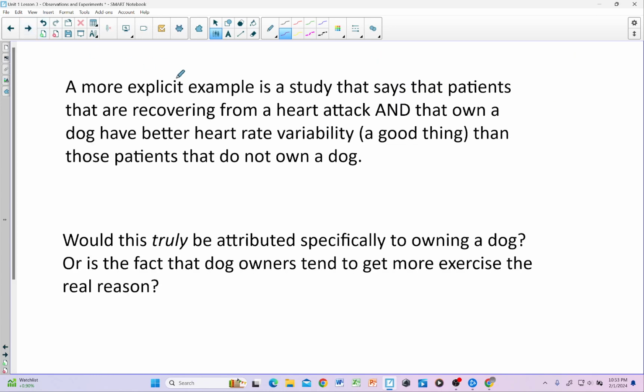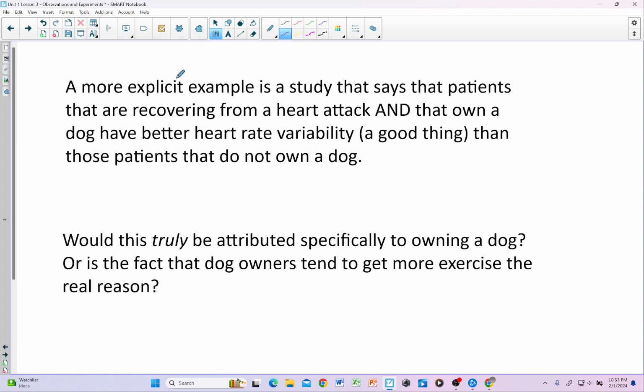Here's another good one. Patients that are recovering from a heart attack and own a dog have better heart rate variability than patients who do not own a dog. Okay? So they looked at a study of heart attack victims and traced their recovery. They were finding that people who owned a dog had better recovery and recovered faster than those that did not. So just the fact that the dog exists makes people's hearts better, right? Oh, clearly it's the dog.